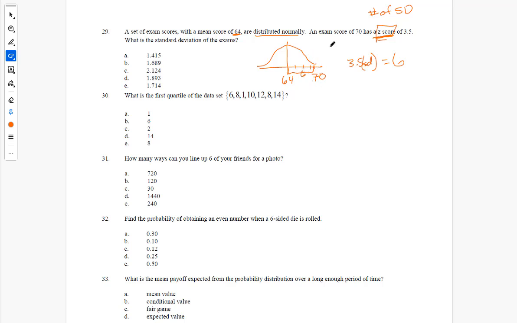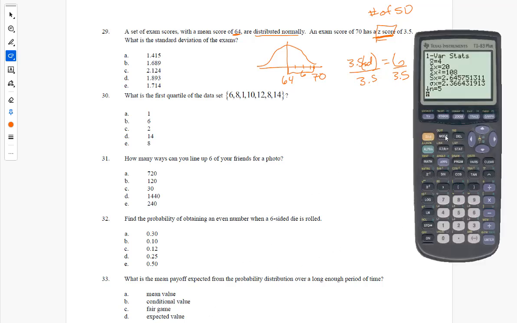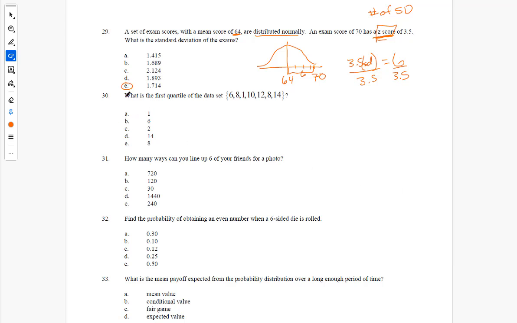Okay? So 3.5 standard deviations is 6 points. Do you see how that works? You could also have a standard deviation down, negative 1, negative 2, negative 3. In this case, a positive 3.5 standard deviations is 6, so we just divide by 3.5. Calculator, get out of the statistics stuff. Good. And we get 6 divided by 3.5 equals 1.714. There we go. Number 29 is E. All right, number 30.